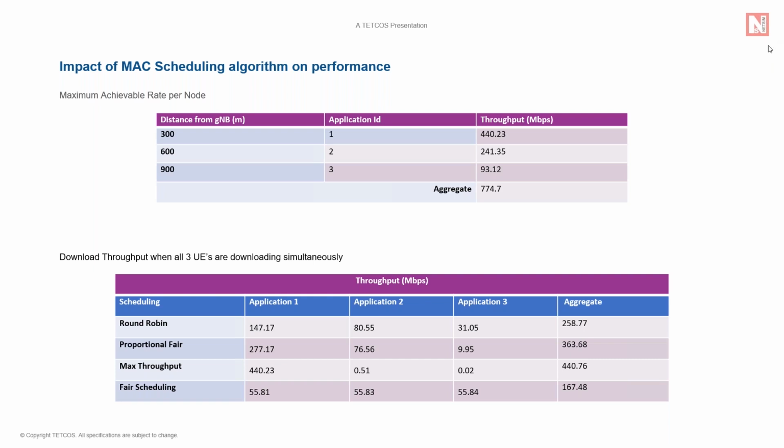In proportional fair scheduling, the resource allocation is such that nearer UEs get proportionally higher allocation when compared to further away UEs. In max throughput scheduling, the physical layer resources are allocated such that the system gets the maximum download throughput possible. We can see here that the maximum of 440 Mbps is got in this system. Fair scheduling provides strict fairness, and this results in all applications seeing equal throughput. So this completes the two examples that are there in NetSim that we wanted to demo in this presentation.